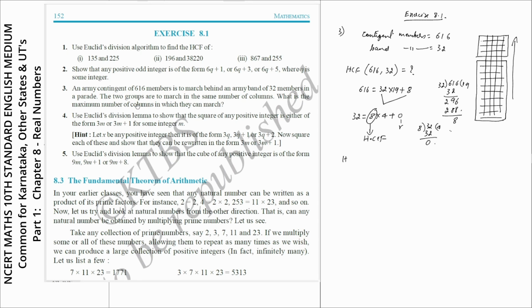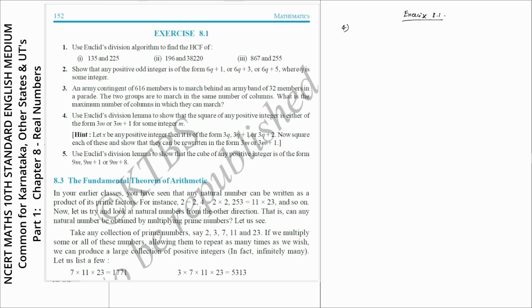Therefore the HCF of 616 and 32 is 8. That means the number of columns is equal to 8. That means the band should have 8 columns, and also the contingent members should have 8 columns.